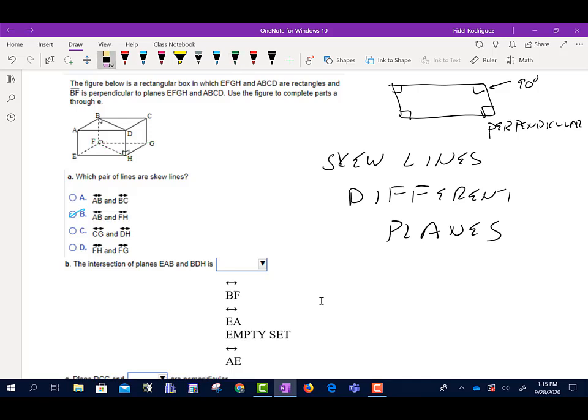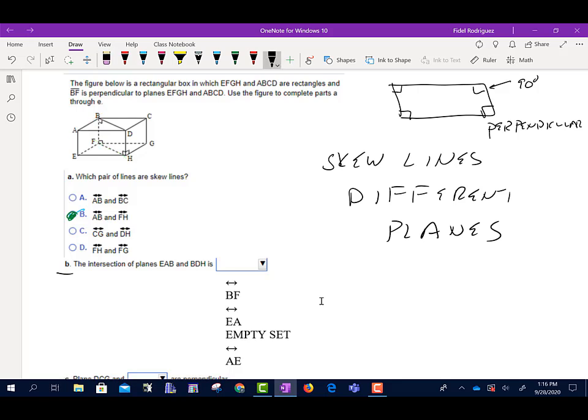So again, just so we understand why, AB was this line here, right? And FH was this line down here. And so those two lines are in different planes, right? And that's why we chose B. Okay. Alrighty. Now let's get to the second part of the question.